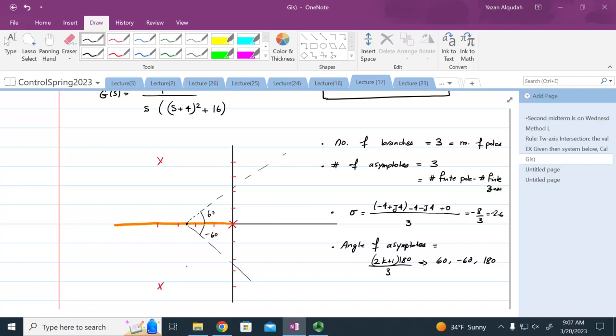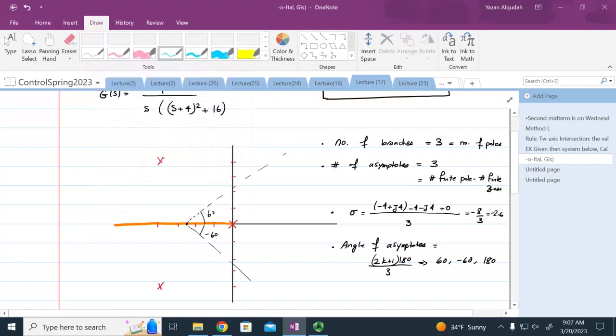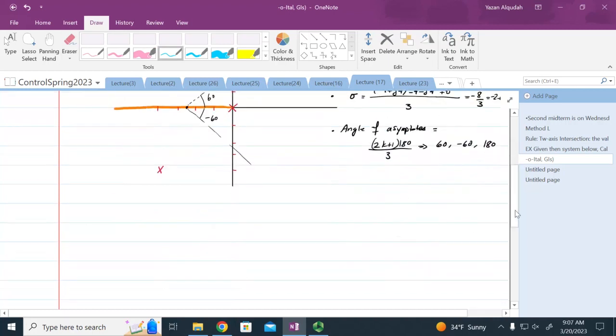Now, we do not know whether the branch is going to go this way, or this way, to reach these asymptotes. How do we find out how it is going to behave? We find the departure angle. So therefore, we're going to calculate next the departure angle.